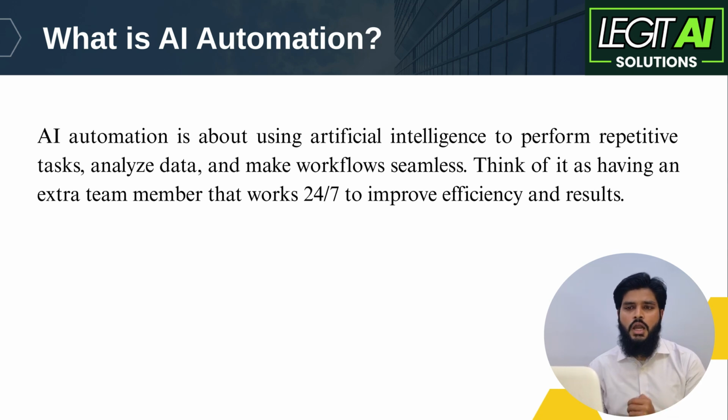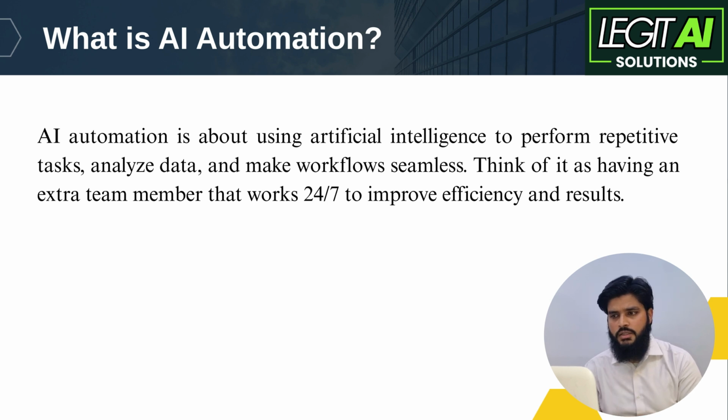In this slide, I will tell you what is AI automation. AI automation is about using artificial intelligence to perform repetitive tasks, analyze data, and make workflow seamless. Think of it as having an extra team member that works 24/7 to improve efficiency and results.